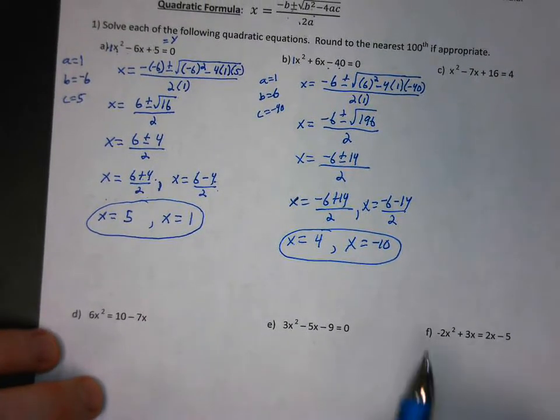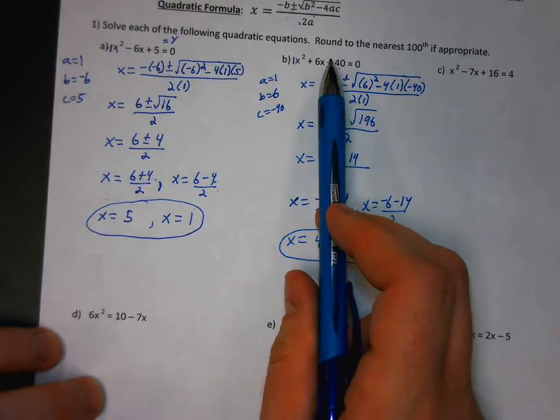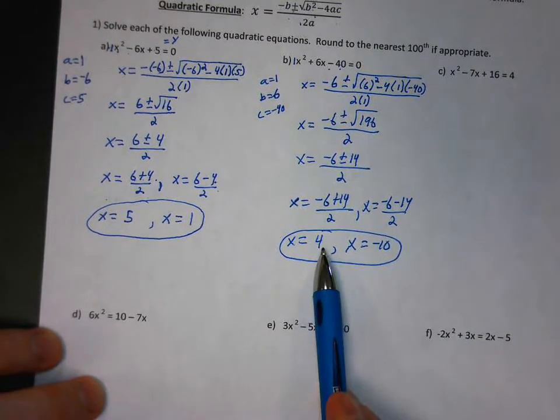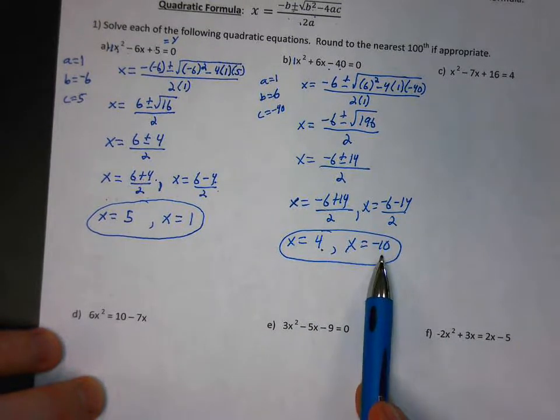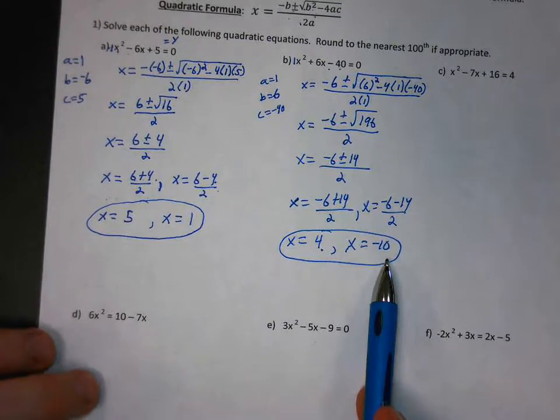And again, the significance there is if you were to graph this equation, x equals 4 and x equals negative 10 would be your x-intercepts. That's where your U-shape, your parabola, would cross through the x-axis.